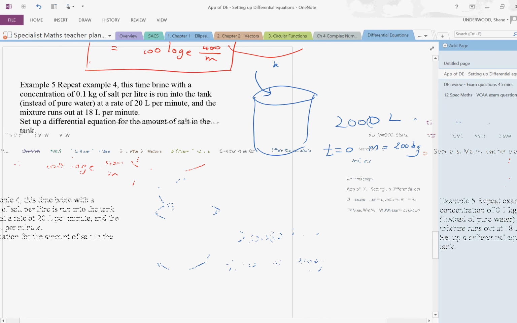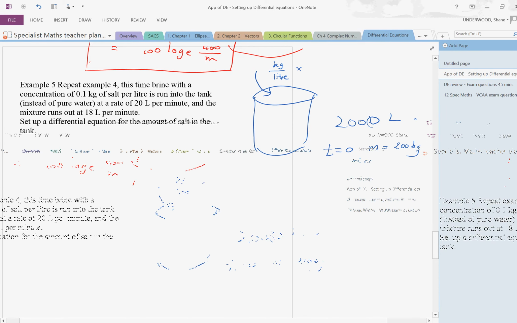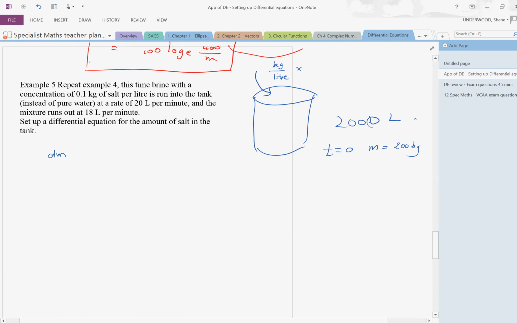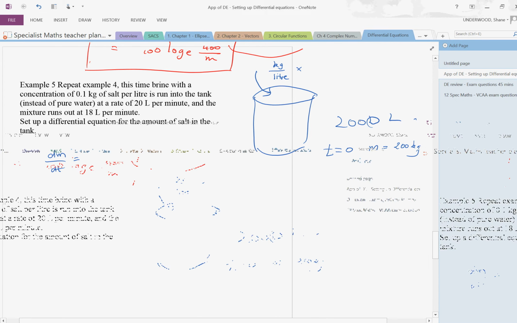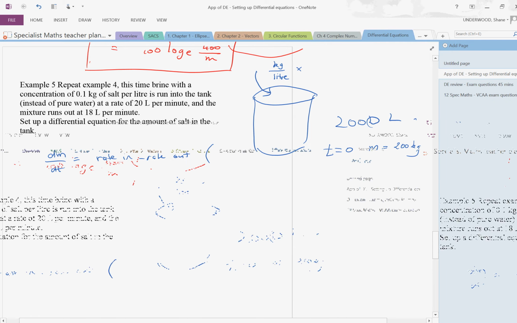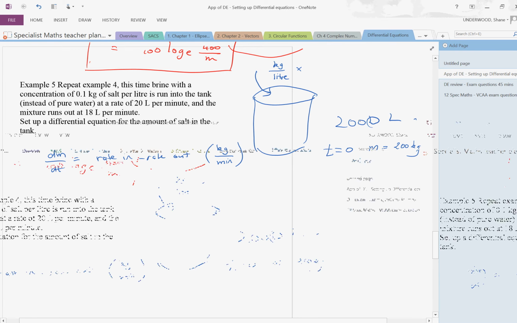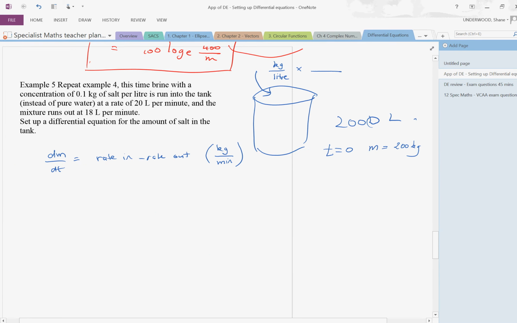So once again though, let's not get too complicated. Kilograms per litre multiplied by, we want dm/dt, which is equal to rate in minus rate out, which we know is in kilograms per minute. So I want kilograms per minute on the top.